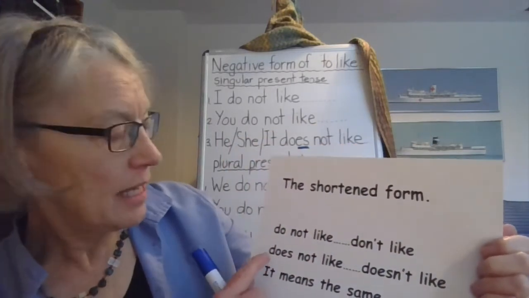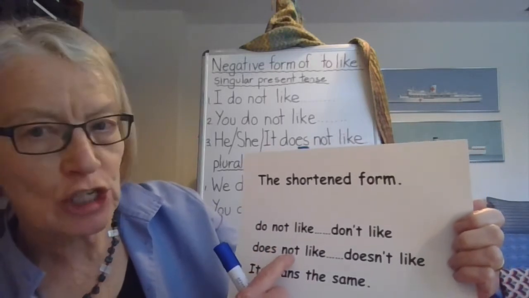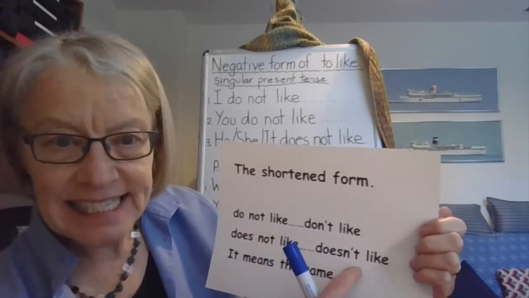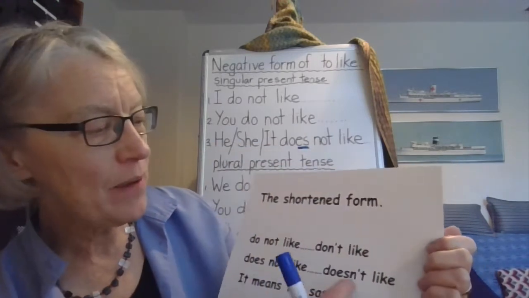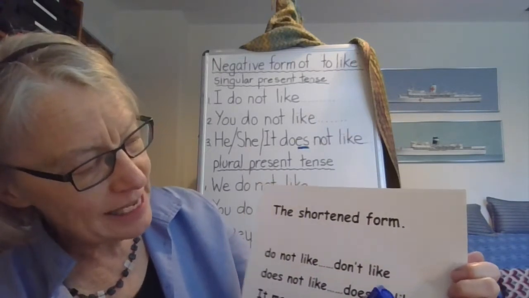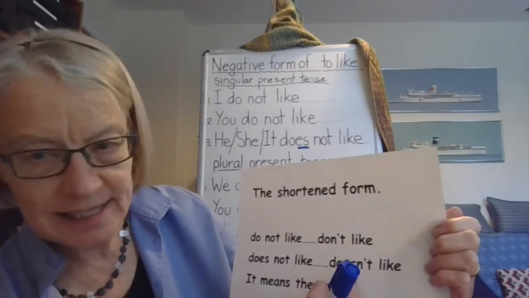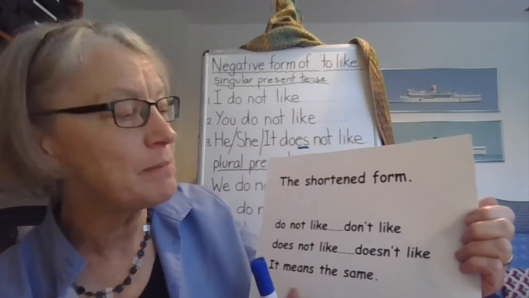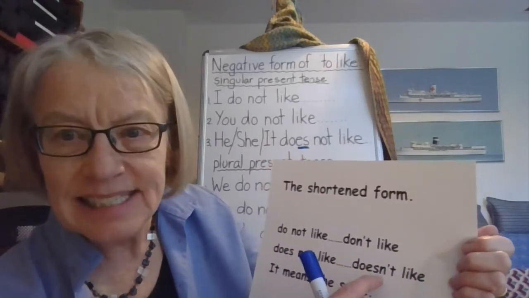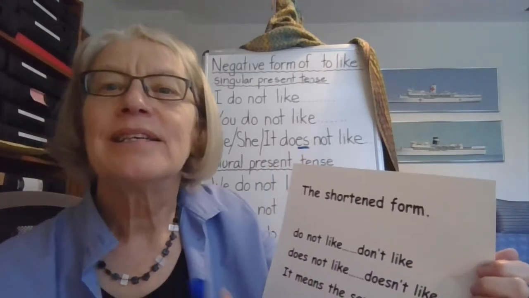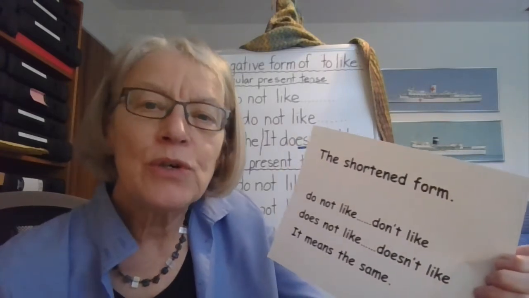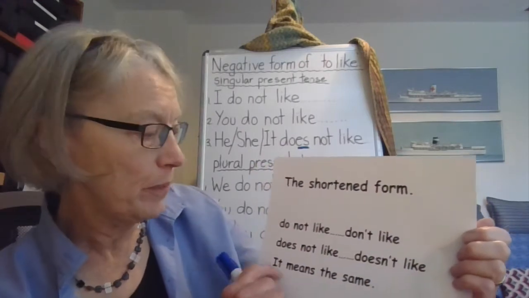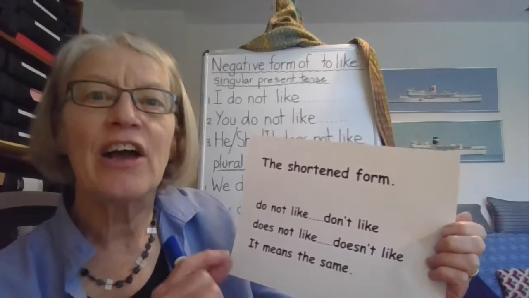And if it's he does not like, it becomes he doesn't like. So again, we push the not up so that it meets with the word does. We take out the O and put an apostrophe there to show the O is missing, and we say doesn't. It's quicker. So when we talk to each other, we usually use the shortened form. It means exactly the same.